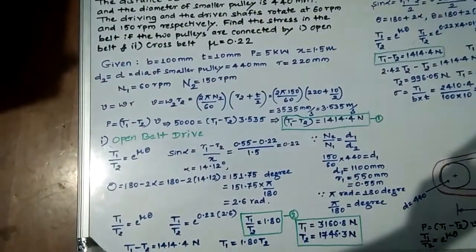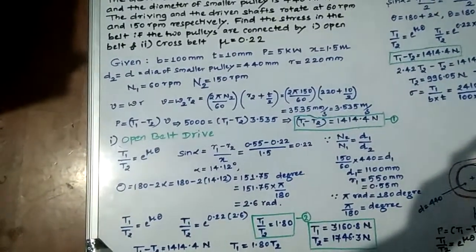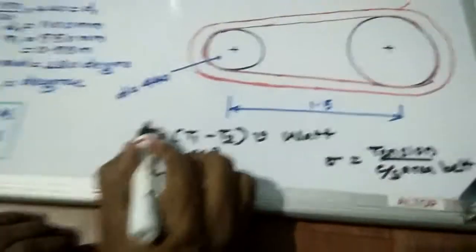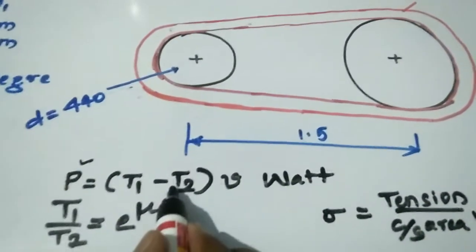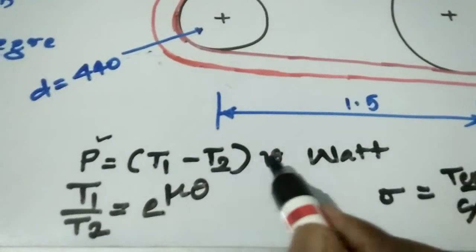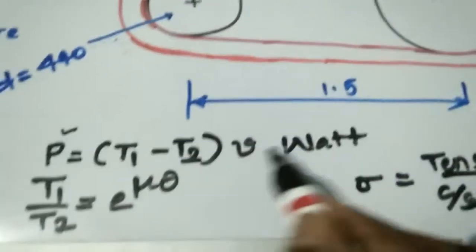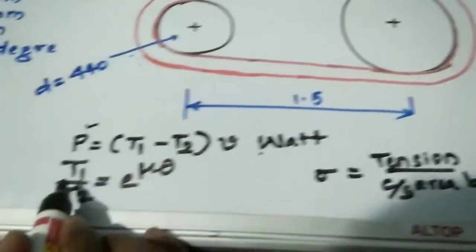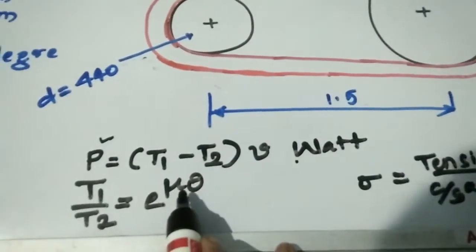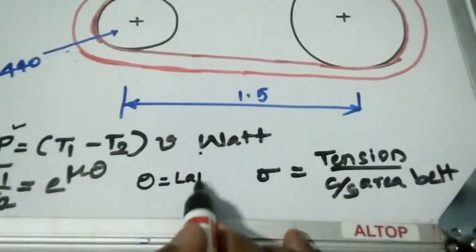Today I'll go through one of the numerical methods on the belt drive. Before going to the numerical, you need some formulas. You have to remember these three formulas. That is, power equals (T1 minus T2) into V. T1 is the tension in the tight side, T2 is the tension in the slack side, and V is the velocity of the belt, in watts. Then one more formula you need: T1 by T2 equals e raised to mu theta. Theta is the lap angle. You have to remember this one.